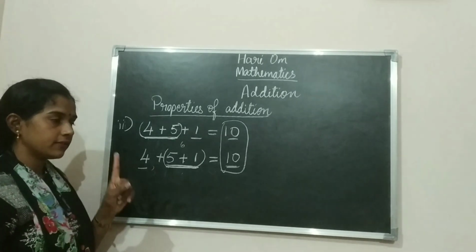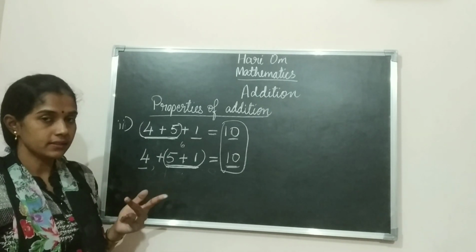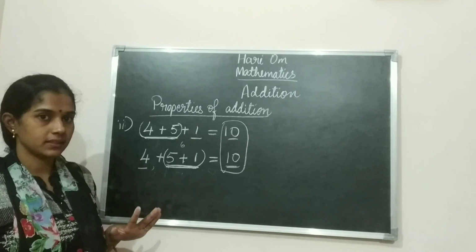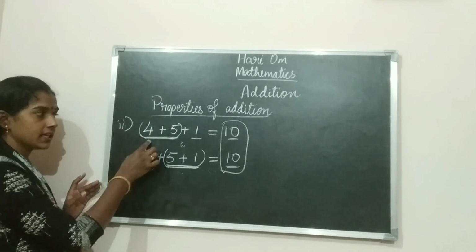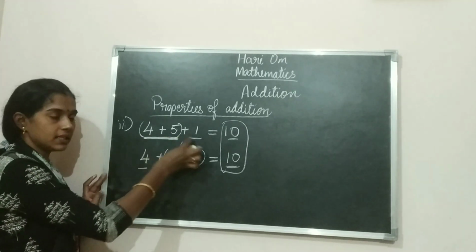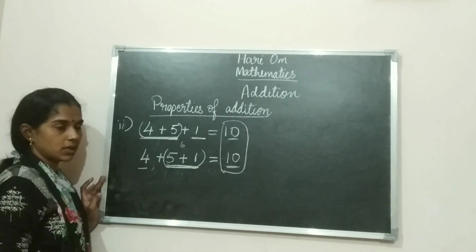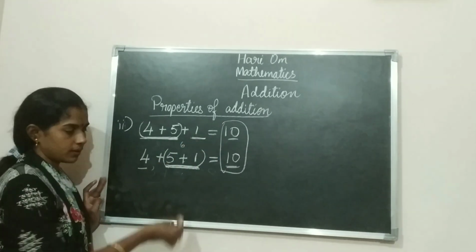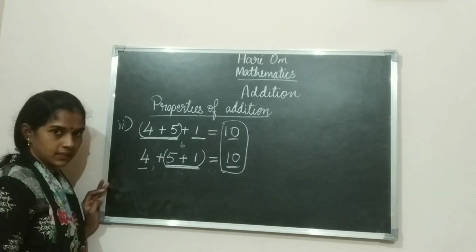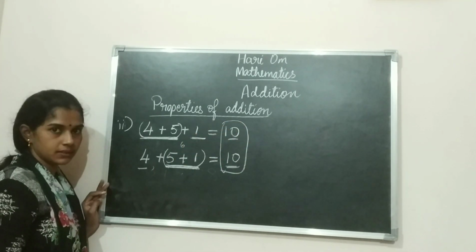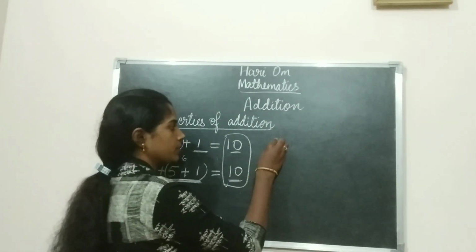Understood, children? In the first property, if we interchange the addends, the sum is always the same. In the second property, if in three numbers we add the first two numbers and then the third number, or add the last two numbers and then the first number, the answer is always the same. Have you understood this? Okay. What is the third property?